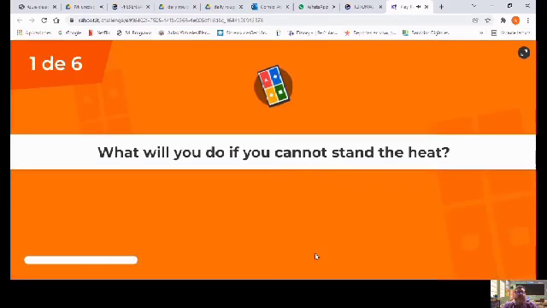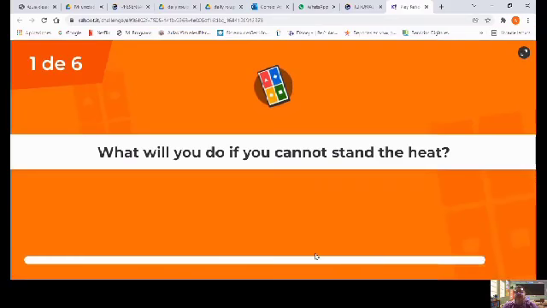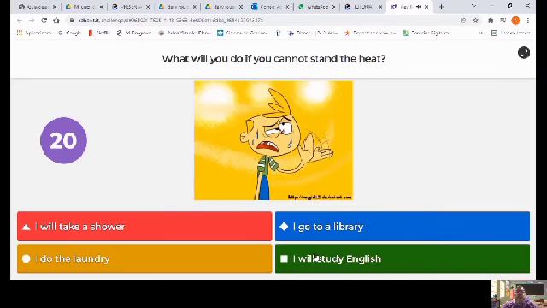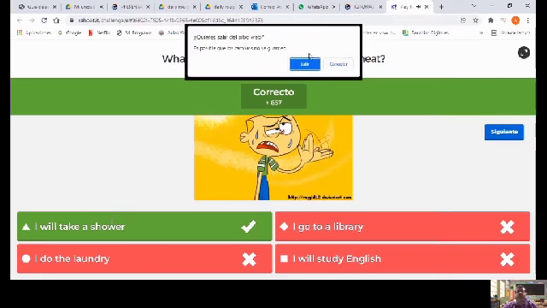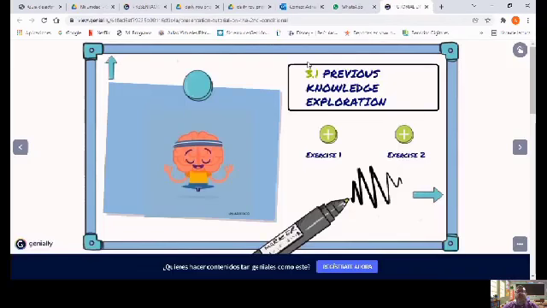Well, this is a quiz. You have a question and you have to come up with the best answer. What will you do if you cannot use conditions? You have 4 options. I will take a shower, laundry, I do laundry, study English. So, best answer. Okay, and then you continue. There are 4 more questions to go over. Let's go back to this.